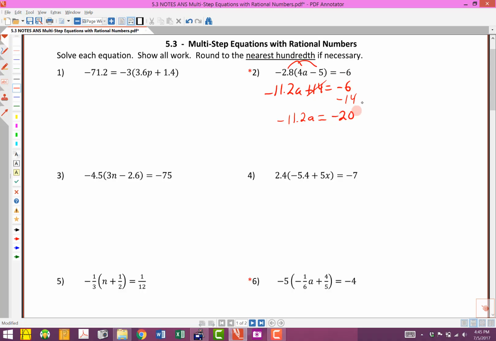So this would be negative 20, same sign, find the sum, remember. And then we're going to finish this off by dividing by a negative 11.2. So divide by a negative 11.2. Those are going to cancel. I don't want to show that. And then over here we have negative 20 divided by negative 11.2.